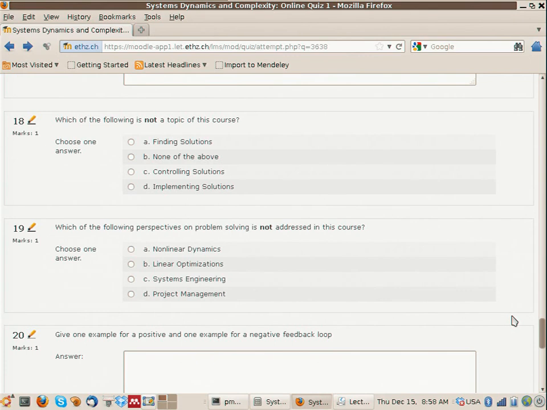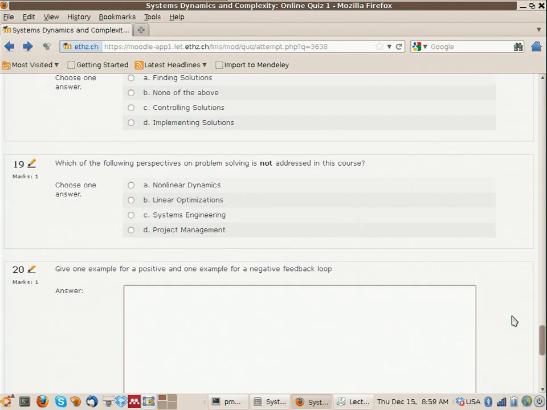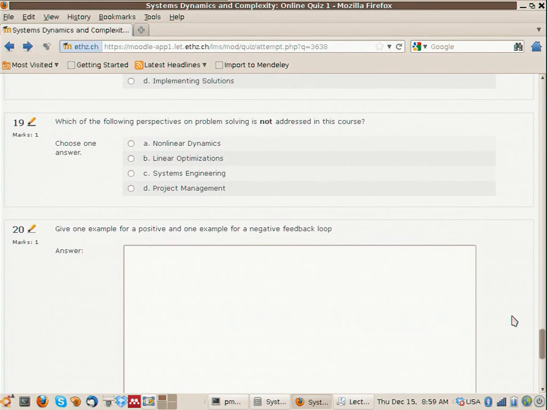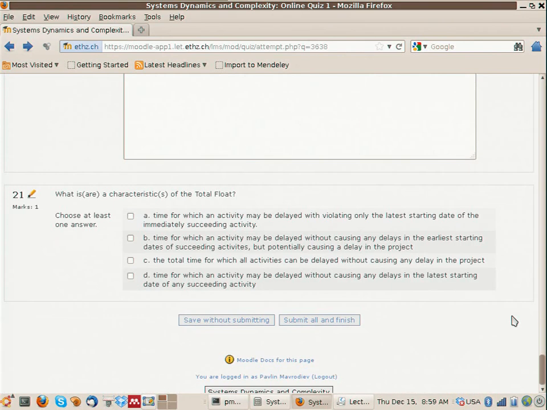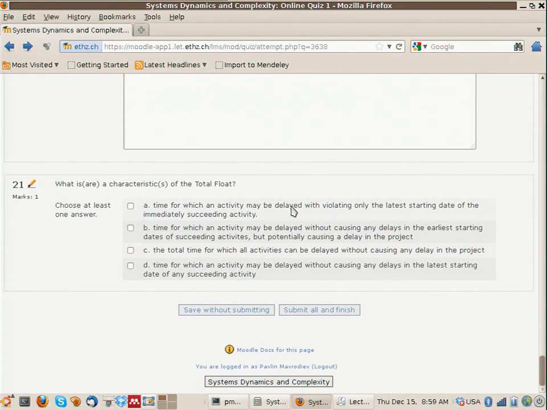Yeah, the point is that I chose that the answers should be shuffled within a question, and then this got completely messed up. But yes, if you want to be technically correct, none of the above refers to A. So it is not addressed in the course. Yes. So linear optimizations, we didn't look into that. For a positive, okay, fine. Characteristic of total float. Or maybe the total float was the confusing one. I don't remember now.